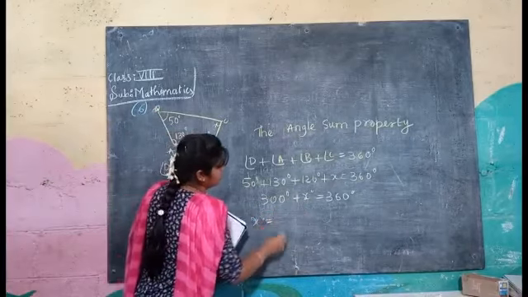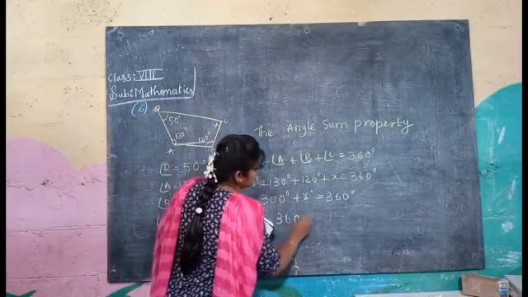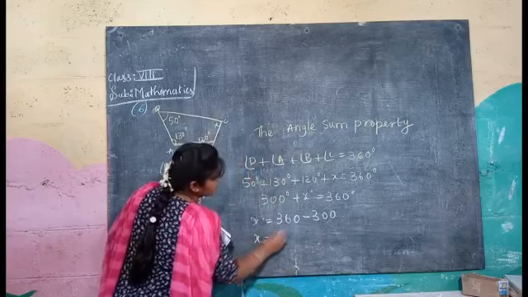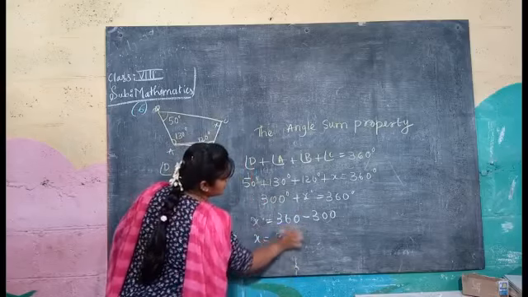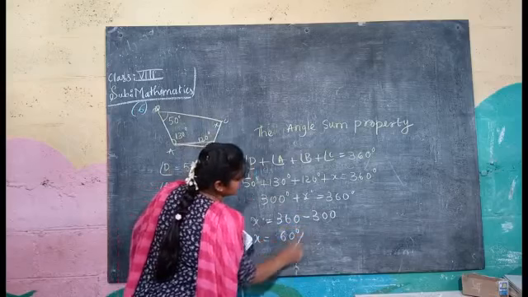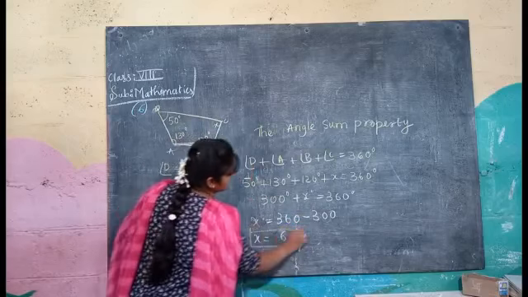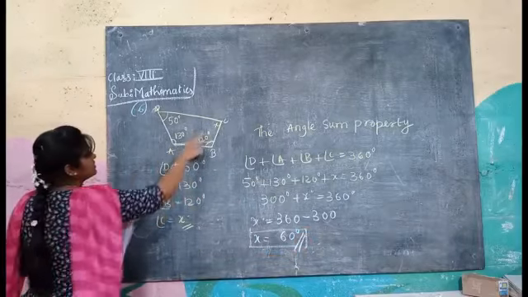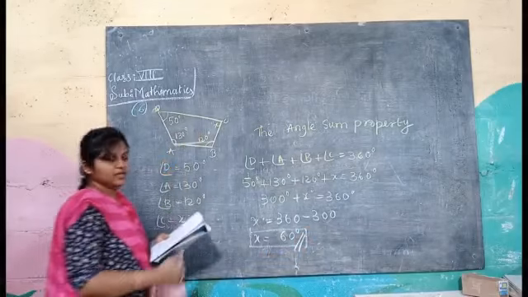x is equal to 360 minus, how much do we get? x is equal to 360 minus 300, which will be what? 60 degrees. We got x, we got angle C is equal to 60 degrees.